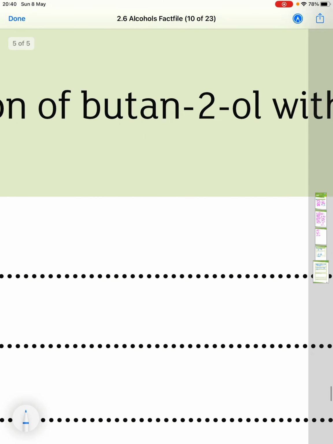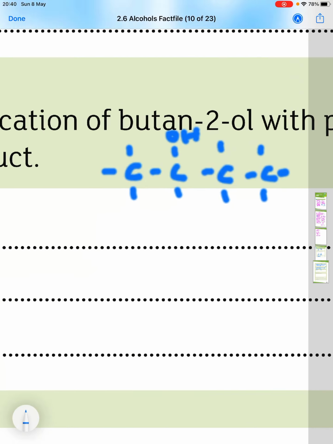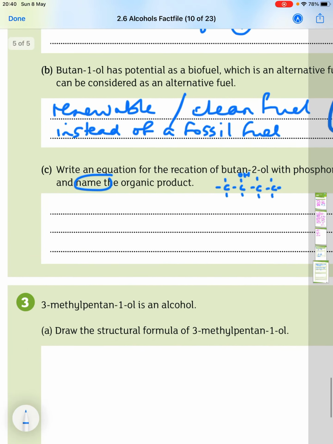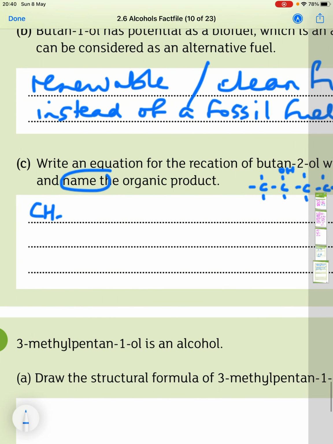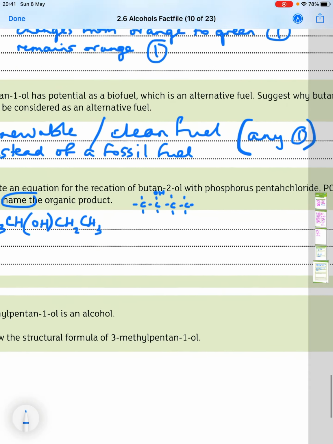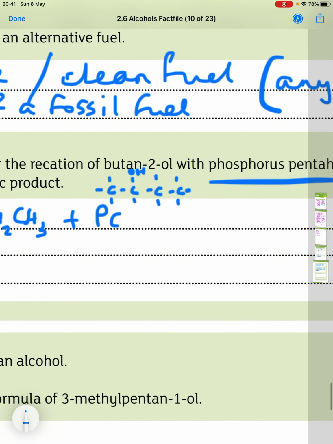So sometimes it helps to draw the structure out first before you do it. 2, 3, 4. And I like to just draw it without actually putting in all the hydrogens just because it's quick. And then that lets me see how I'm going to actually write it. So in this case, it's going to be CH3, CH, and then we have the hydroxyl group, so OH in brackets, and then CH2, CH3. And then the reaction says with phosphorus pentachloride, so plus PCl5.